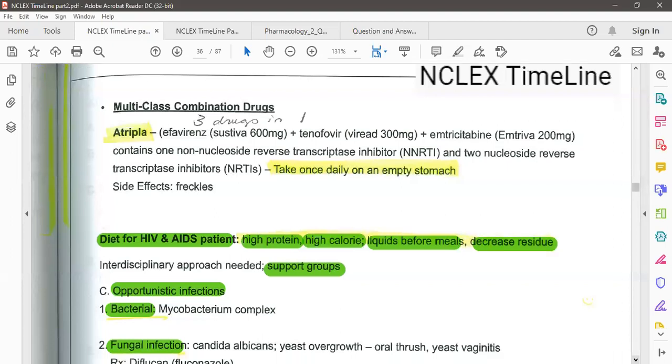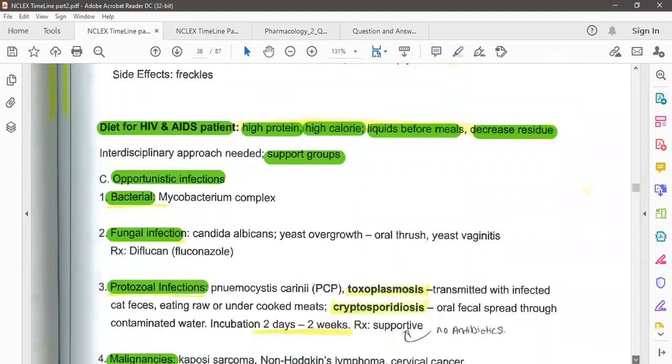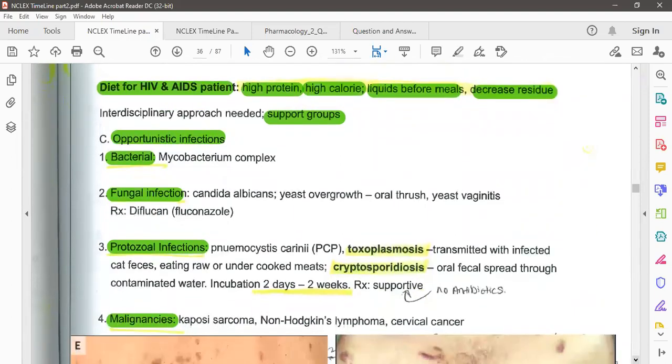So what else? The other management of the patient, diet for HIV and AIDS patient. Very important for NCLEX board. Give them high protein, high calories, and liquid before food, before meal is good for them. And also decrease the residue. A multidisciplinary approach is needed for them, like support group.